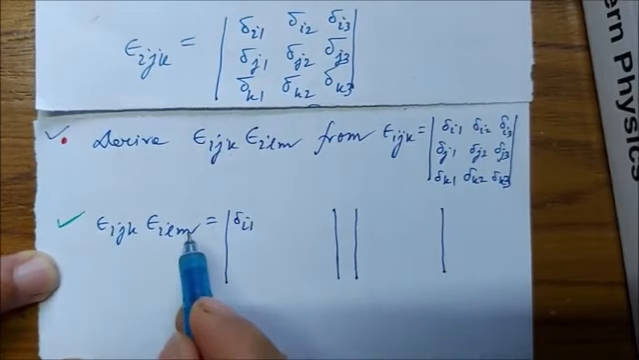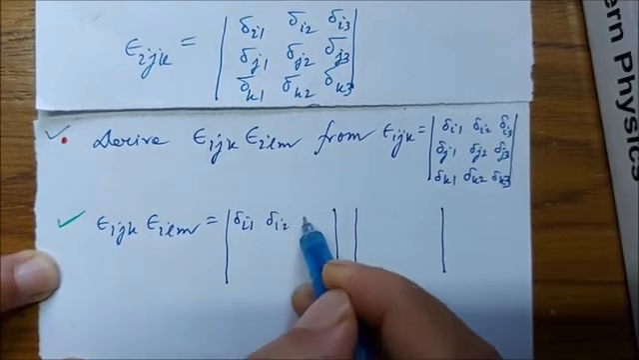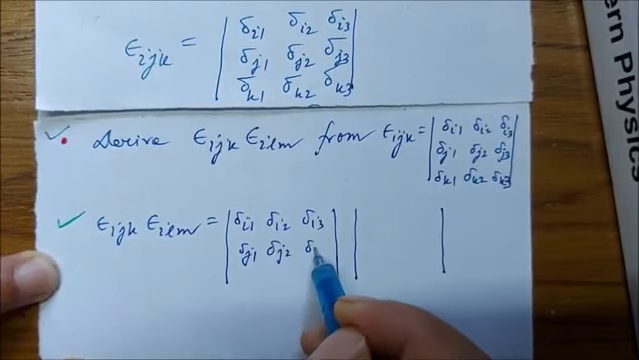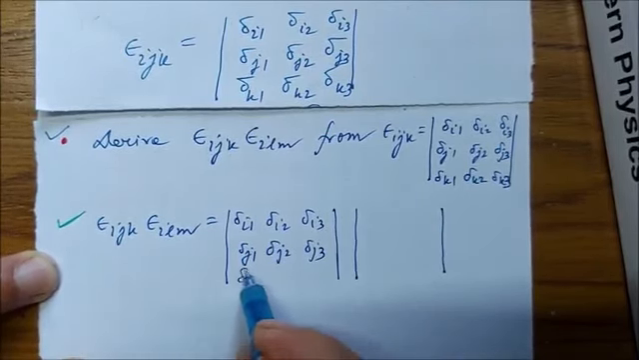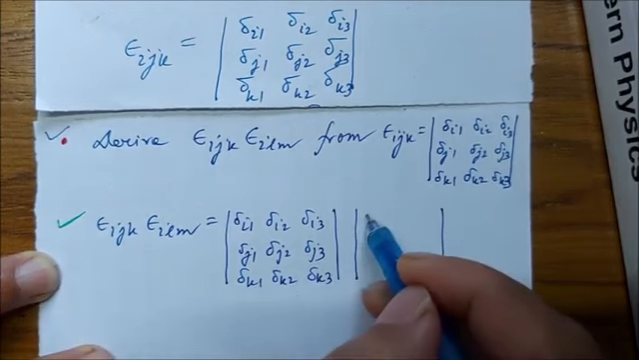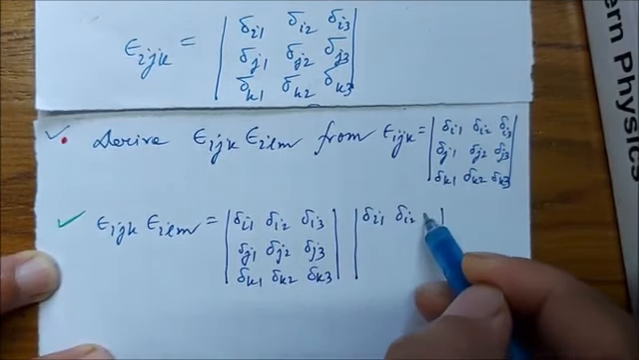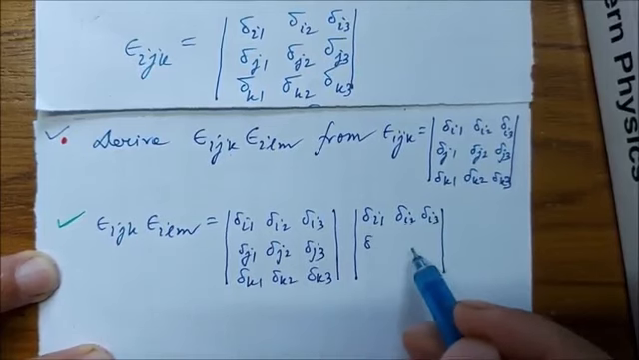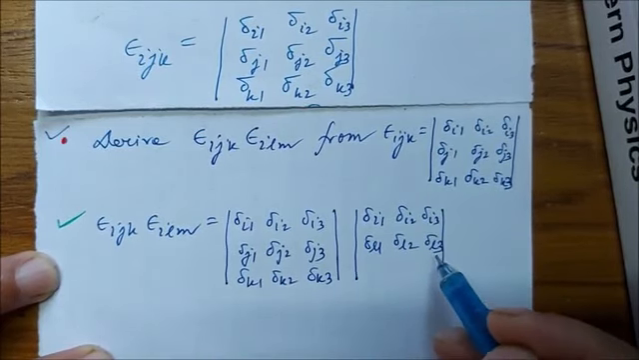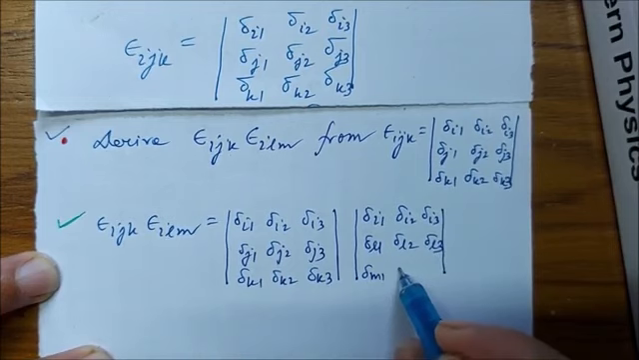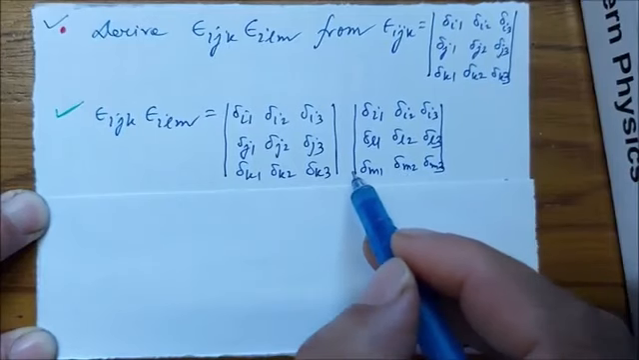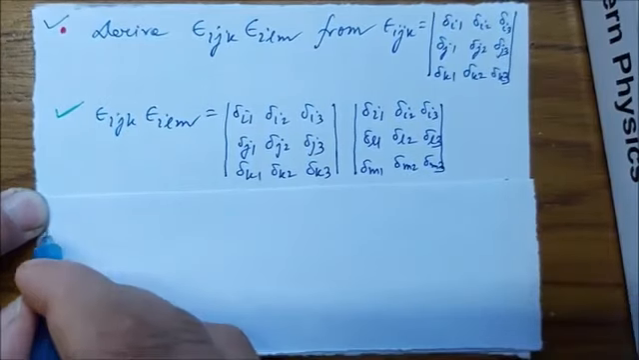So it is delta I1, delta I2, delta I3 and then J1, delta J2, delta J3 and finally delta K1, K2 and K3, and similarly here also, and then we have to write it with L and then with M. Now the two determinants will be multiplied and this is as follows.